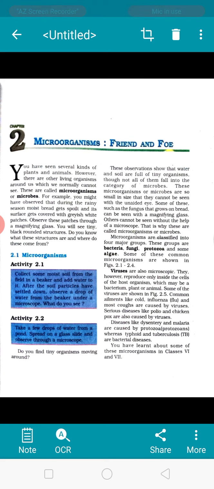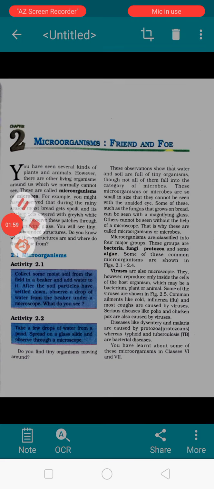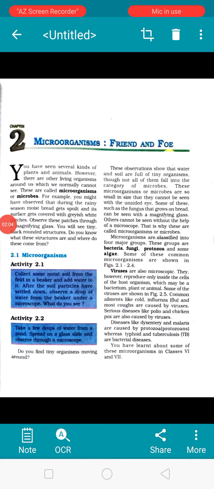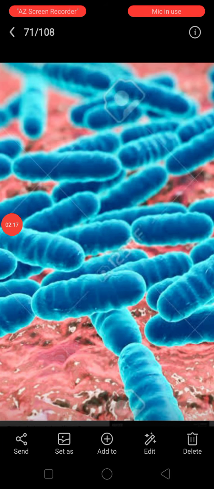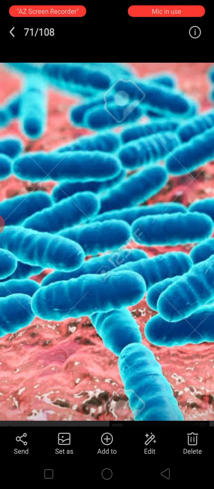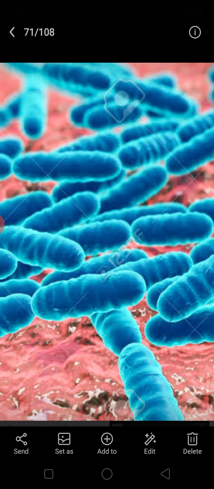Microorganisms are classified into four major groups. They are bacteria, fungi, algae and protozoa. So which are the four major groups of microorganisms? They are bacteria, fungi, algae and protozoa. Bacteria are of different shapes. They can be rod shaped, spiral shaped and round shaped. Here the picture shown is a rod shaped bacteria.